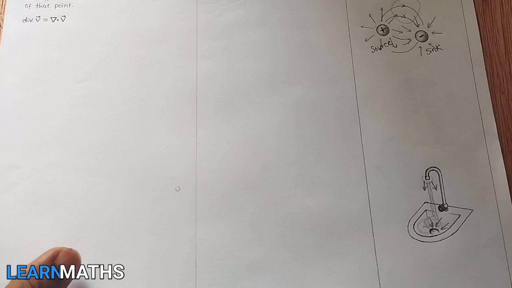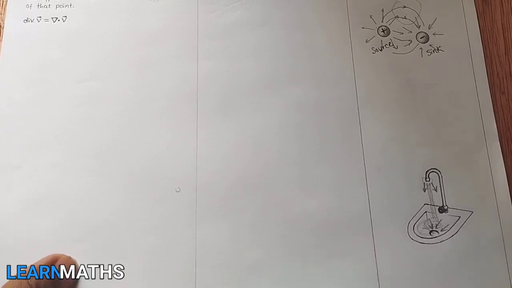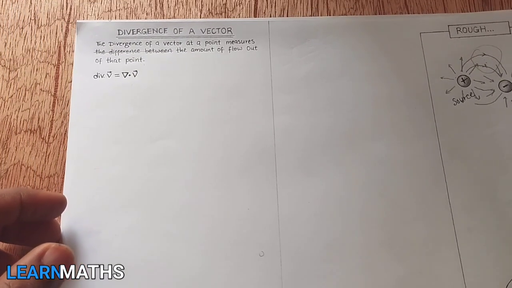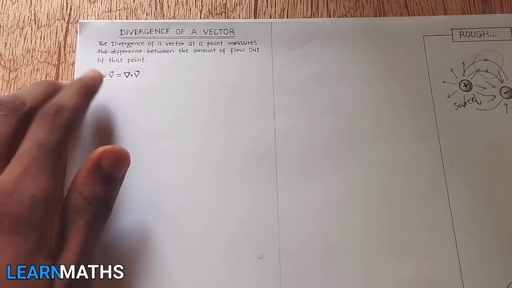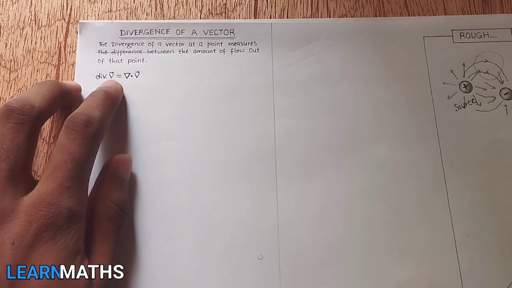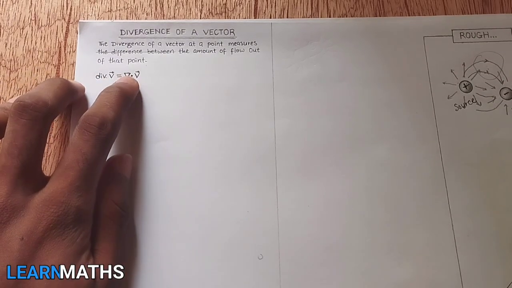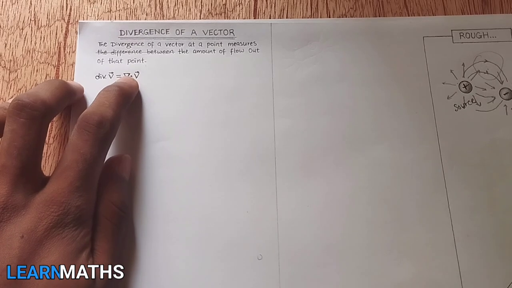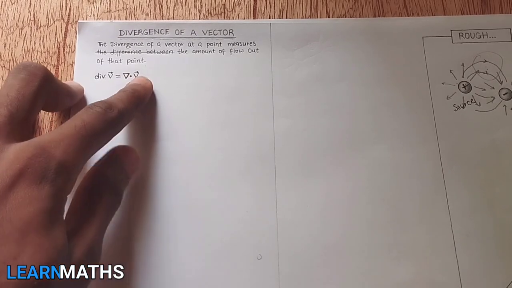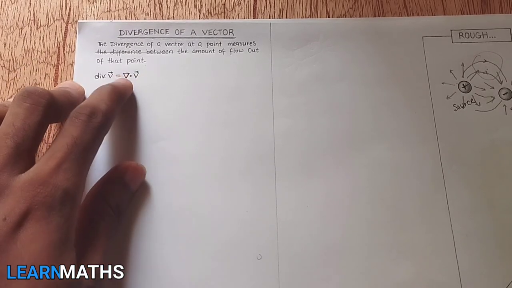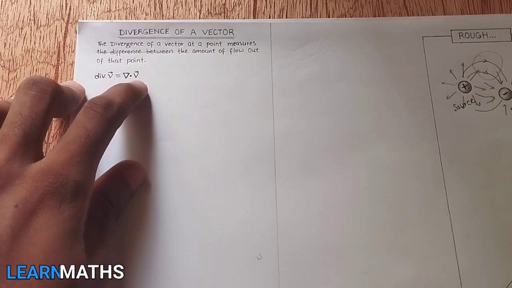The divergence of a vector measures or tells you if there is outward flow or inward flow at that point. You can find divergence of a vector at a given point, and it's given by this formula. The divergence of vector v is the sum of partial differentials of each component of that vector. You understand? The partial differential of each component of that vector.